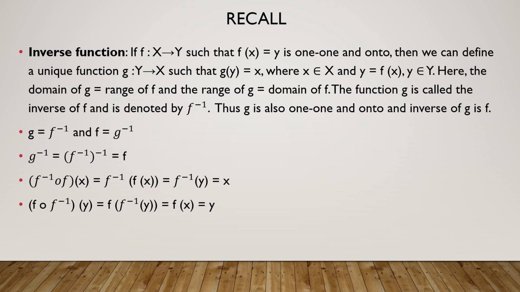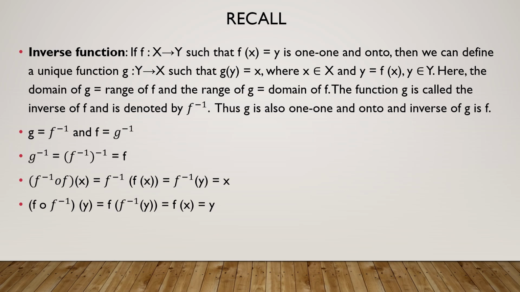So the function g is called the inverse of f and is denoted by f inverse. So g will also be one-one and onto. Now you know g is equal to f inverse, so f will be equal to g inverse. G inverse is f inverse of inverse, and that will always be equal to f. Also, when you take composition of functions, f inverse of f(x) is f inverse of y, which is the same as x. So f inverse of f is x and similarly f of f inverse is y.